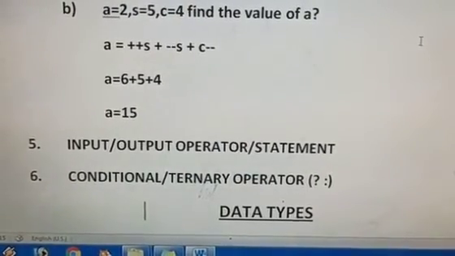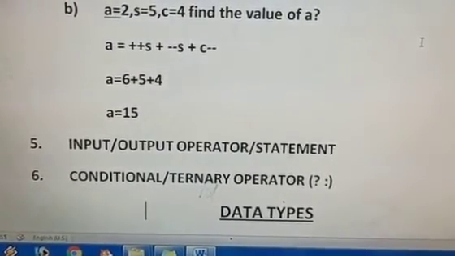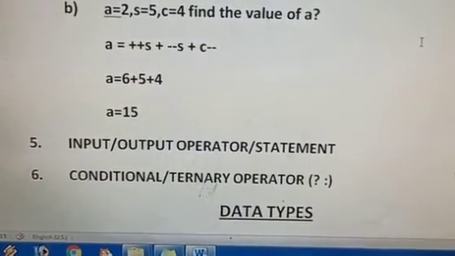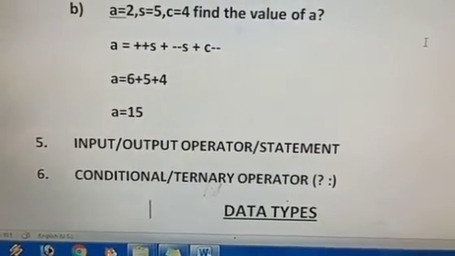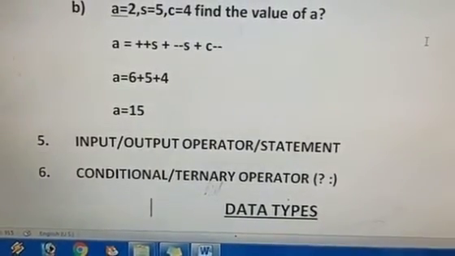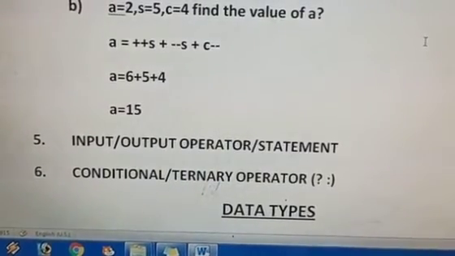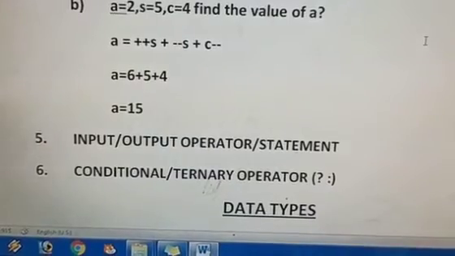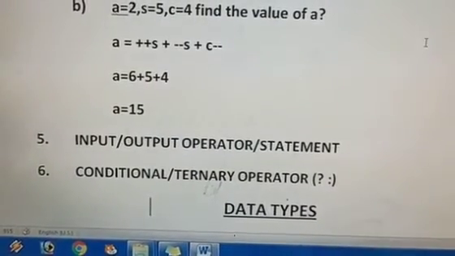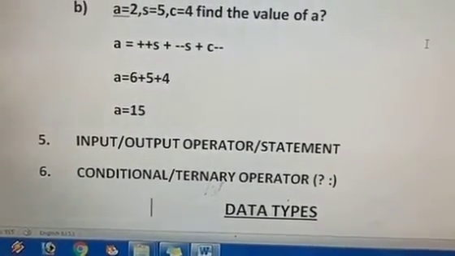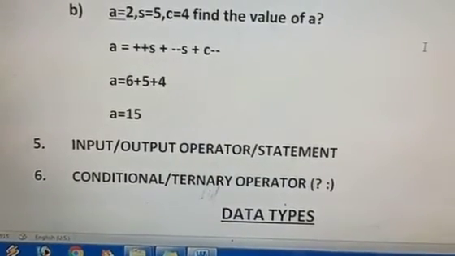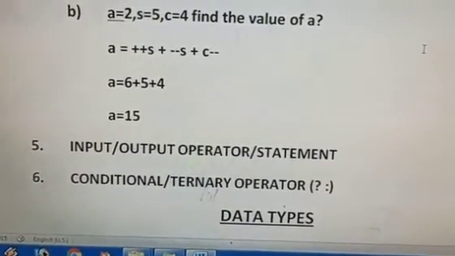Now plus plus s, that is a prefix. First we will increase, so it becomes 6. Now minus minus s. In the previous statement, s was 6, so minus 1, it becomes 5. So 6 plus 5, then c minus minus. Here we will use the current value of c, that is 4. So the final value of a would be 15. So this is the simple working of increment and decrement operator, right?